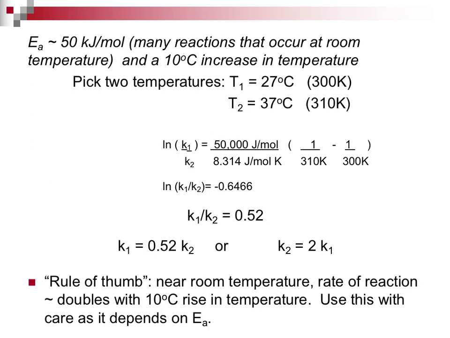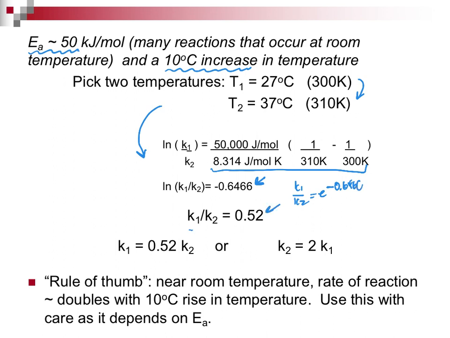For this first one, if my EA is about 50 and I have a 10-degree increase in temperature, I just pick these numbers, 27 and 37 degrees. Then I substituted them into the equation, and I'll be honest, I evaluated everything on the right side and came up with a numerical answer. What I did then is I said K1 over K2 is e to the minus 0.6466. When I evaluated that, this is my relationship between K1 and K2. So K1 is half of K2, or K2 is twice K1.